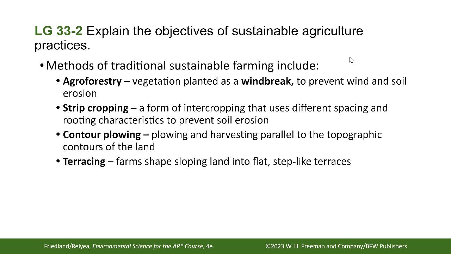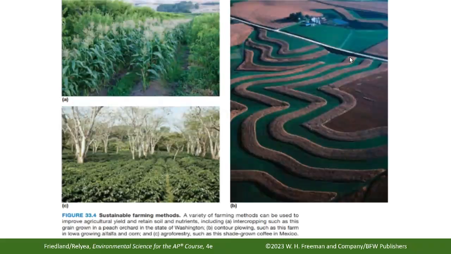And then contour plowing and harvesting parallel to the topographical contours of the land. So if you're going around the shapes of the land, you're going to have less erosion because wind is probably going to pass right over it as opposed to into it. Okay. And then terraces. Okay, we've seen that, farmland shaped by sloping into flat step-like terraces. Again, here are pictures like that. So these are really cool intercropping methods.